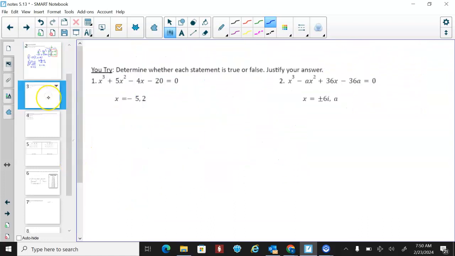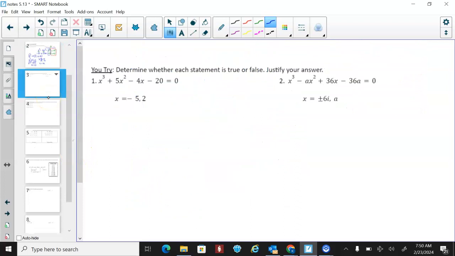All right. Now I'll let you guys try it. So pause the video and try this. All right. So it says determine whether each statement is true or false. So we're going to see if these are our correct zeros. So again, we're going to divide it in half. I'm going to do the first part.